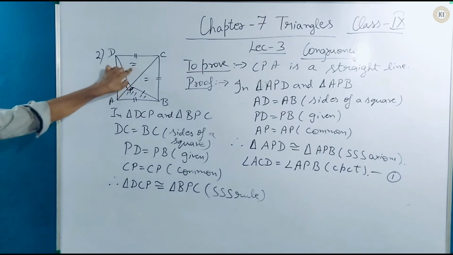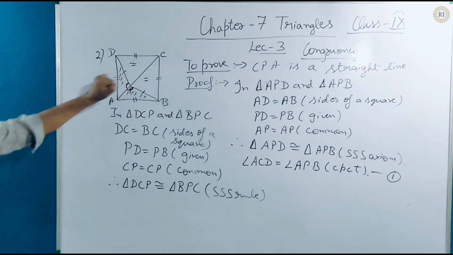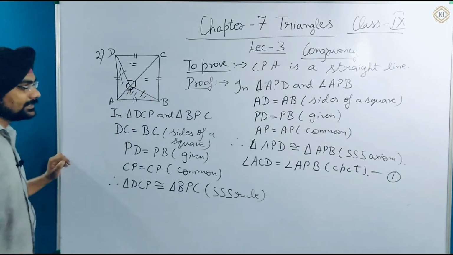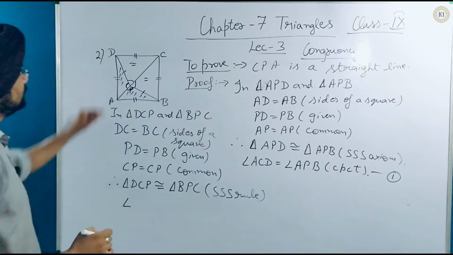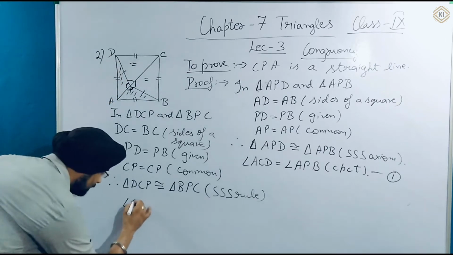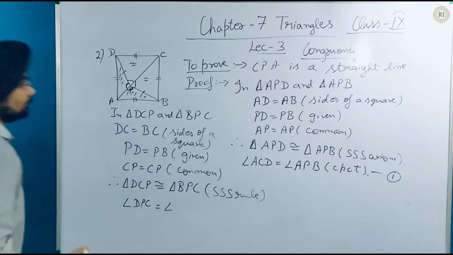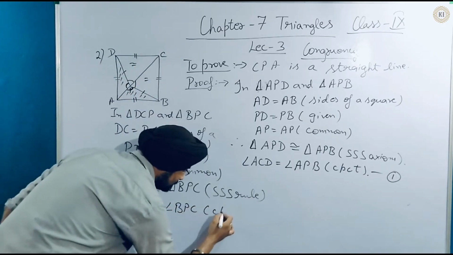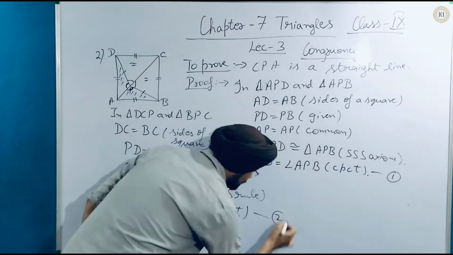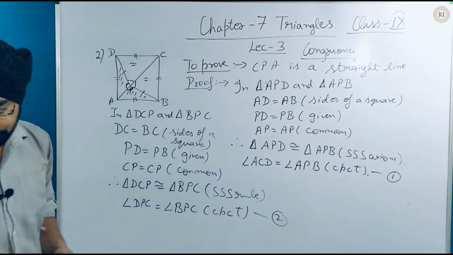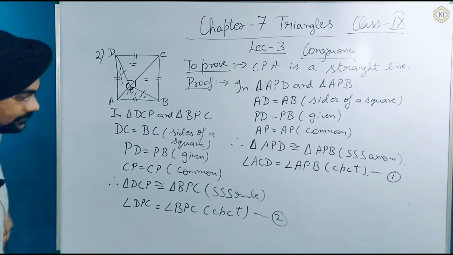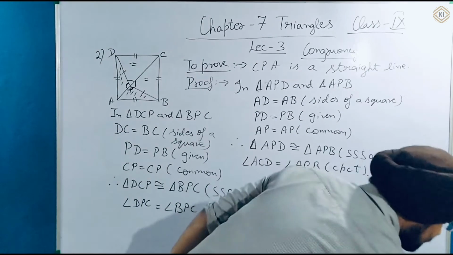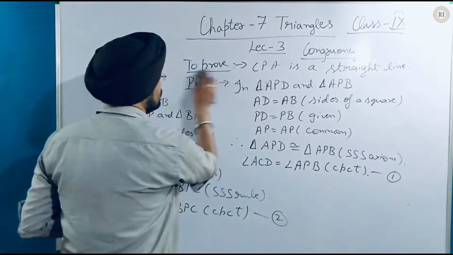So these two triangles are also congruent by side rule. If the triangles are congruent, so this angle will be equal to this angle by CPCT. So angle DPC is equal to angle BPC by CPCT. This you can give as equation number second. Now from equation number 1 and from equation number second. So I am rubbing this part.